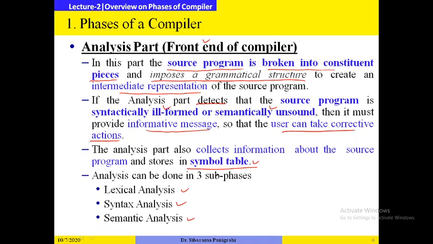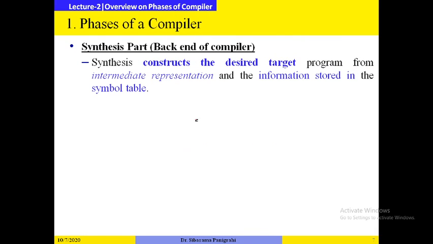After the analysis part is over, meaning after the source program is correct according to the syntax and semantics of the source language, we will go for the synthesis part. In the synthesis part, it will construct the desired target program. In the analysis part, we checked the source program, whereas in the synthesis part, we will construct the desired target program from the intermediate representation.